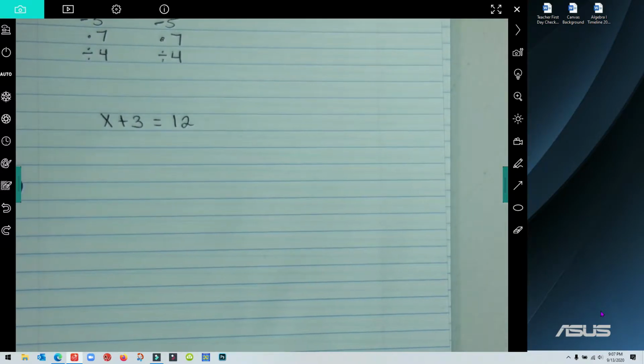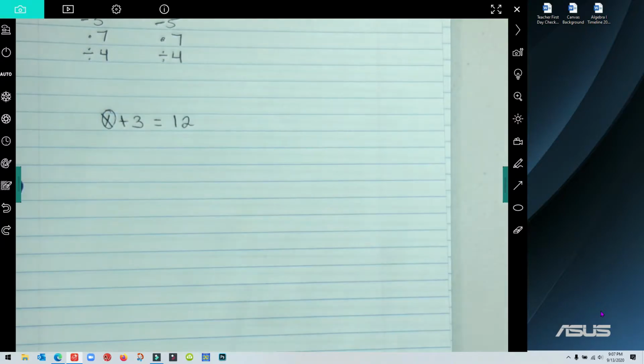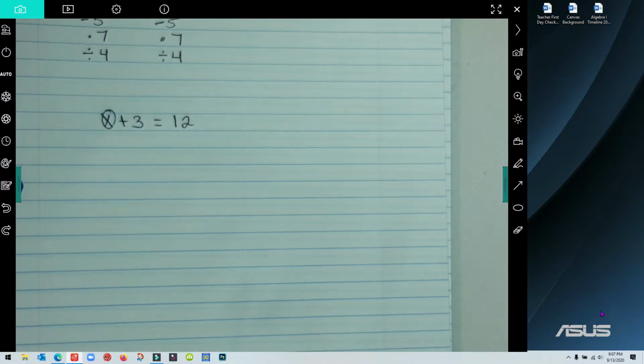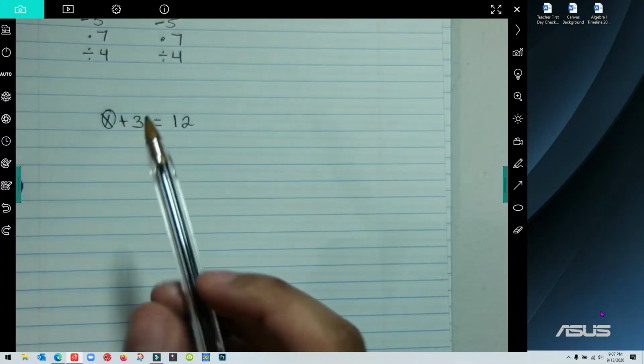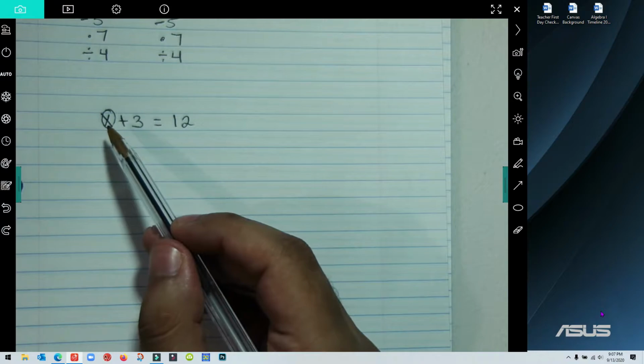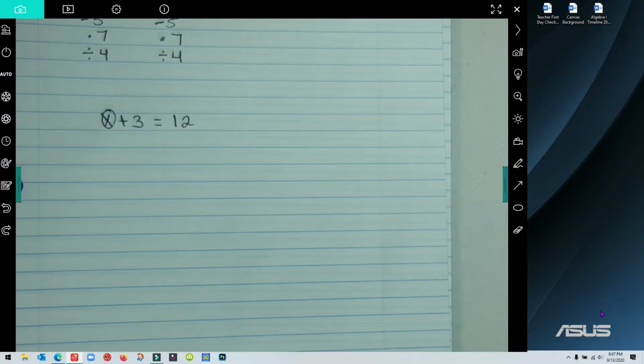So what does it mean to solve an equation? To solve an equation means we're going to be isolating our variable. In this case, our variable is an x. We're going to isolate him, or leave him alone. The way we isolate our variable is by undoing the actions that are being done to him. In this case, we notice that we're adding 3 to him. So the way we undo these actions is by using the inverse operations.